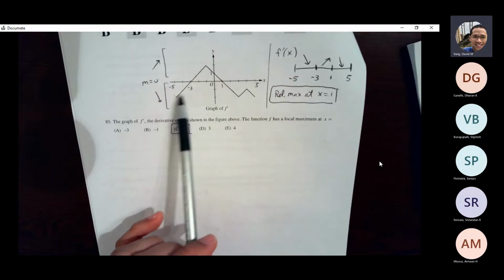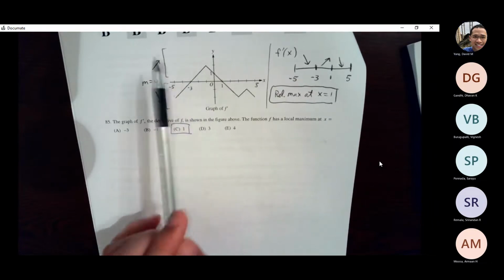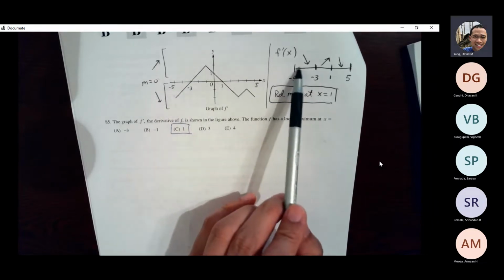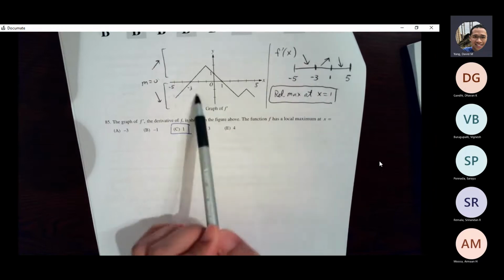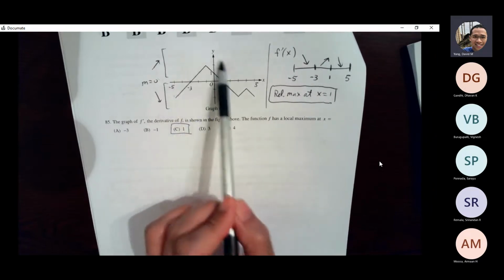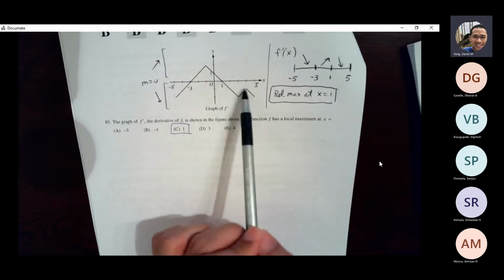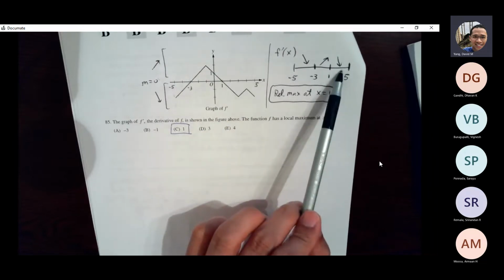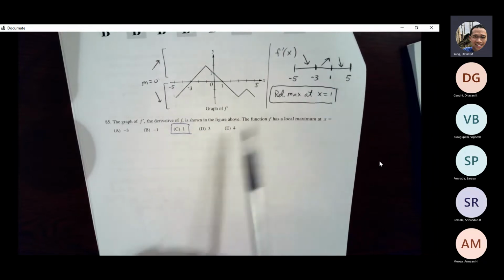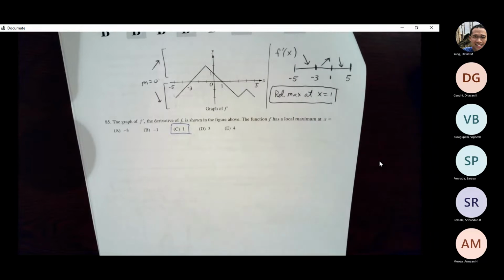And then label my intervals: from negative 5 to negative 3, below the x-axis is negative slope. Between negative 3 and 1, positive slope. And to the right of 1, negative slope. Relative max must be at 1. Answer choice C.